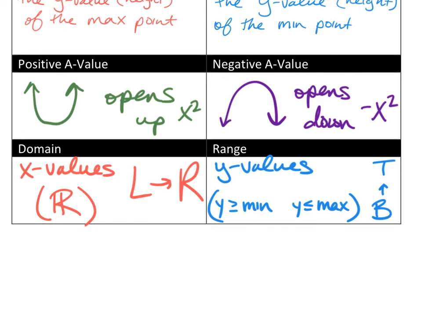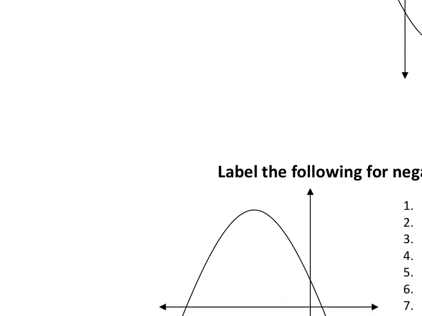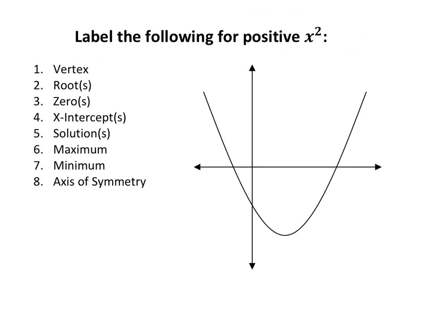Now, today is all about vocabulary. So we're going to go to the inside of this packet. We're going to label some parts of a quadratic and make sure we know where they all go. If you need to flip this closed to remember what they are, that's fine, because we just learned all this vocabulary. On the inside, we're going to label the following for a positive parabola, a positive x squared.